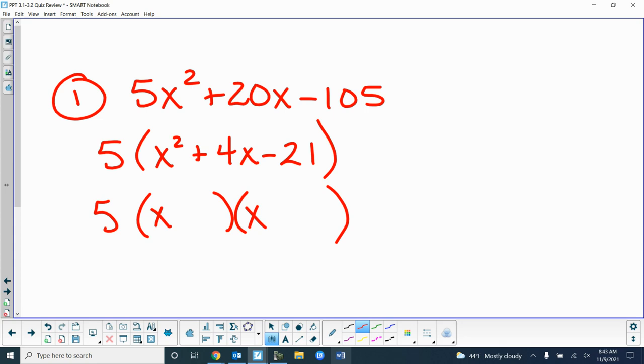What are the factors of negative 21 that add up to 4? Positive 7 and negative 3, right? You don't have to rewrite it and make it 4 terms like some of you were trying to do, right? It's okay if you do. You just make it more work, though. Okay? Those are what work. So it's just plus 7 and minus 3. And we've got it factored. Okay? It's when that a is 2 or bigger that I have to make it into the 4 terms, a grouping.